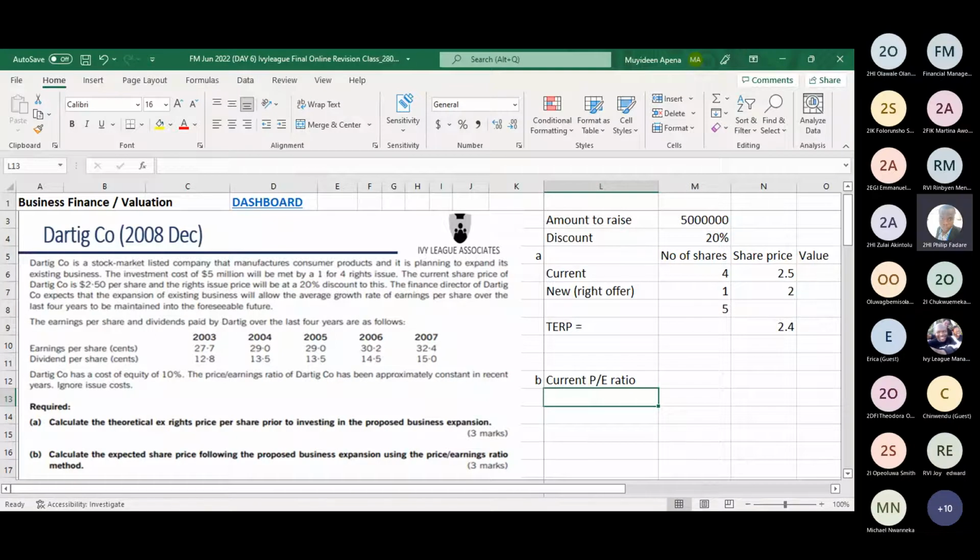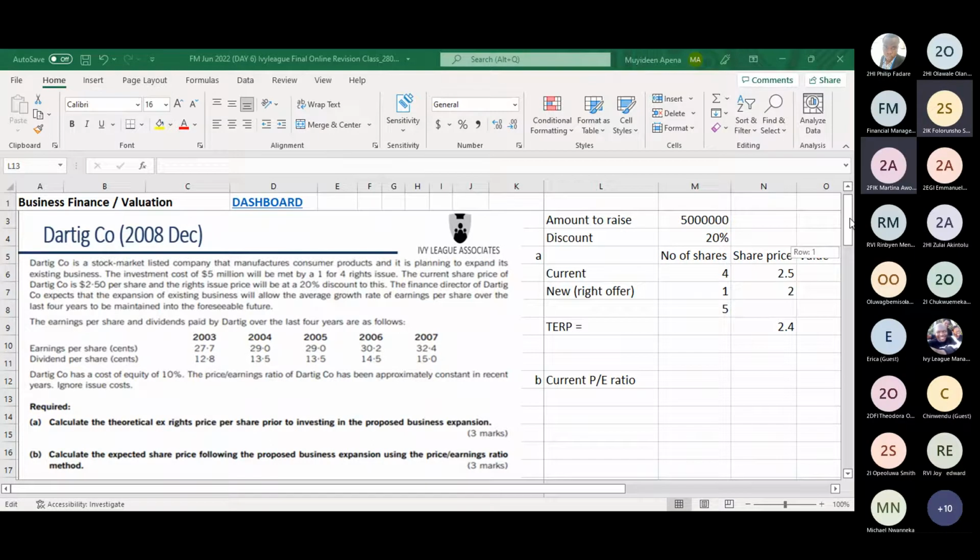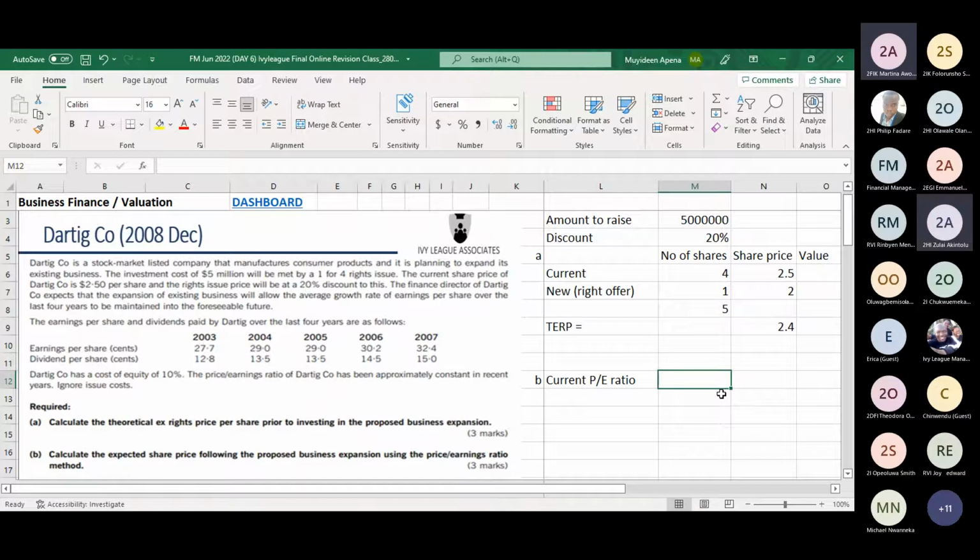Have any share? Can we get the current PE ratio? I think for the issue, we can use the market price divided by the EPS. For 2007, right? Yes, current PE ratio. The share price of 2.5 divided by the earnings per share of 32.4.